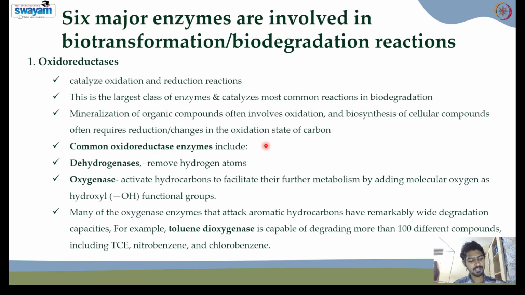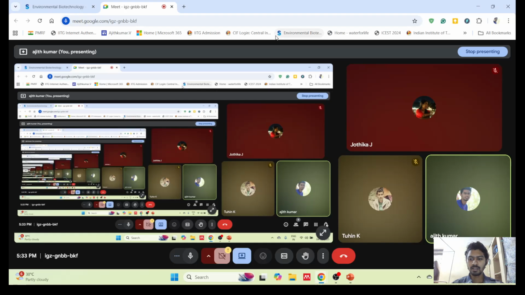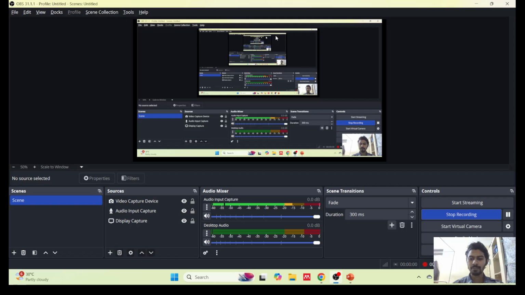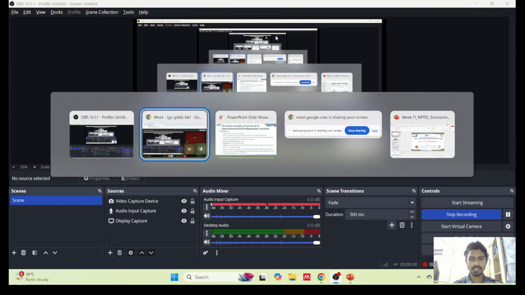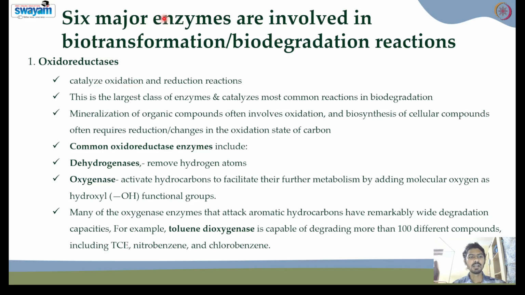And till now we have seen different degradative pathways. And if you see, in each pathway there are different enzymes that play an important role in order to catalyze the reactions, right? So there are six major classes of enzymes that are involved in this biotransformation or biodegradation reaction. And the first enzyme class is oxidoreductase, which helps in catalyzing both oxidation reaction and reduction reaction.